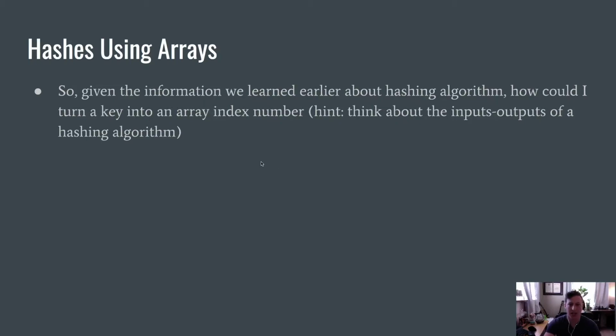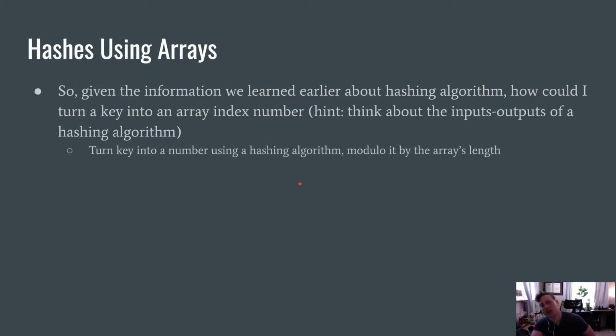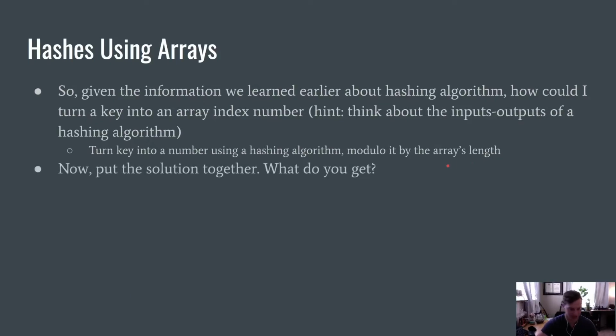And if you said modulo, you're correct. We're going to use a modulo at the output of my hashing algorithm, modulo the output to the length of the array, and that's going to guarantee that the result will be a number between 0 and the length of the array minus 1, thus a valid index. We'll talk about modulos in a second, so if you're not tracking me with modulos, that's completely fine. We'll go over that. And putting the solution together, what do we get? Well, we get what I just drew out.